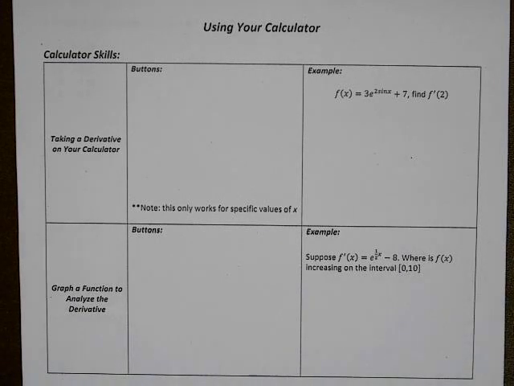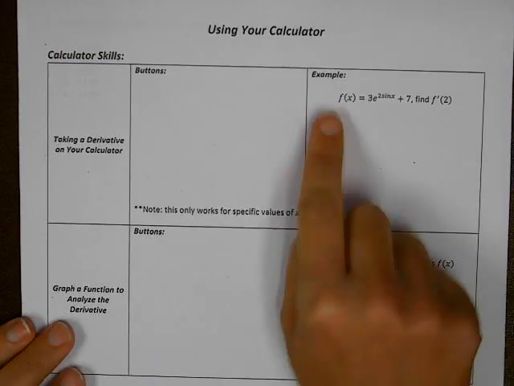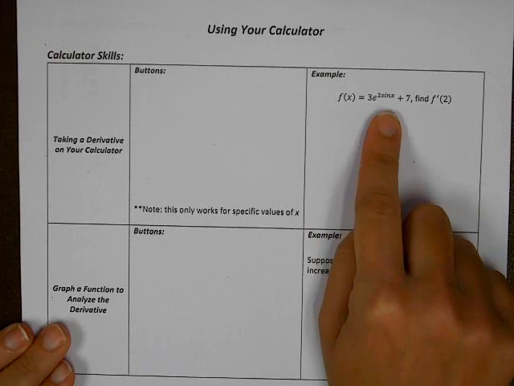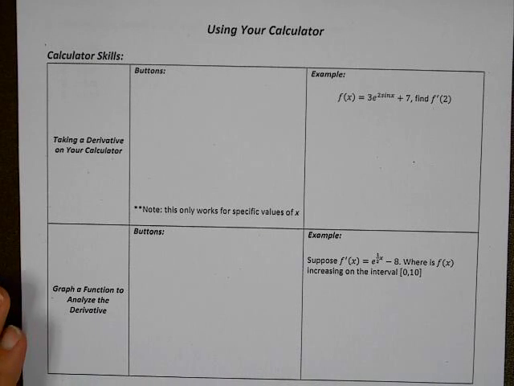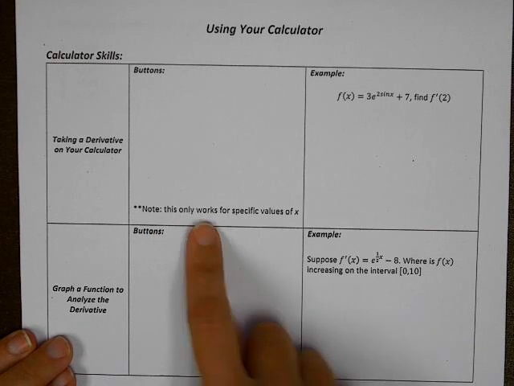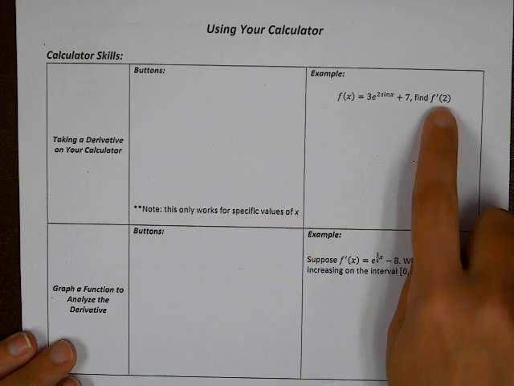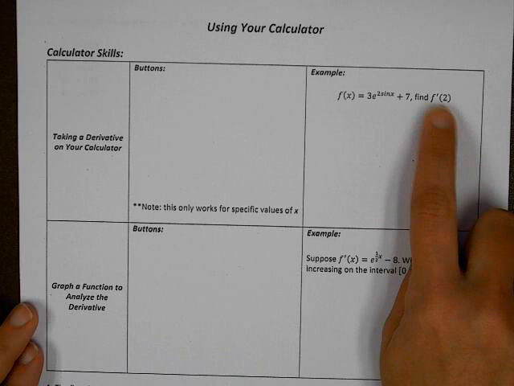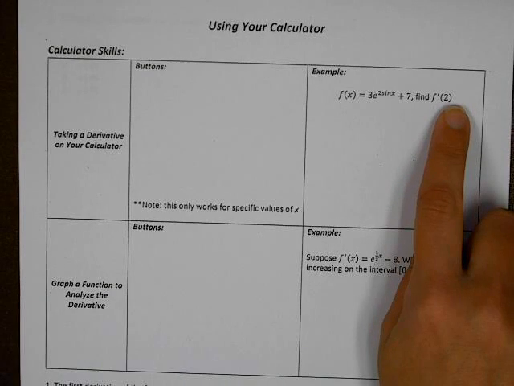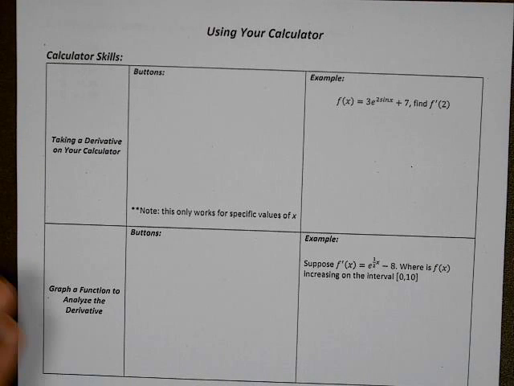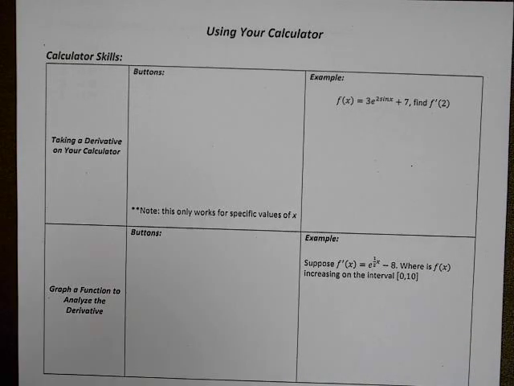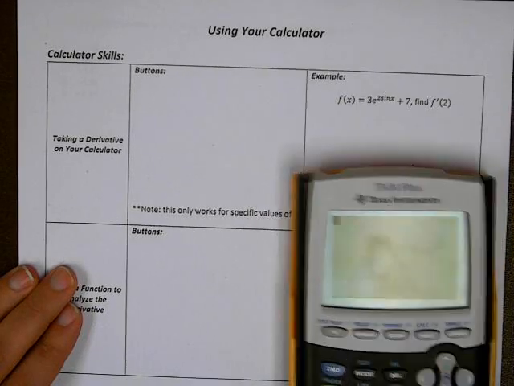The first thing that you need to know is that you can actually take a derivative on your calculator. For example, if I told you that f of x is this function, and I said find f prime of 2, your calculator will actually do this for you. Now, this is kind of tricky because this only works for specific values of x. So this would not help me find f prime of x, where I wanted a formula. It's only going to tell me the answer when I want the derivative at a specific number. So here are the buttons you're going to push, and see if you can follow along with me.